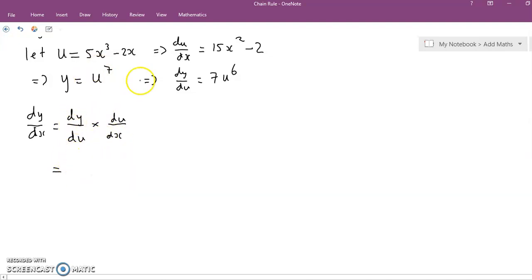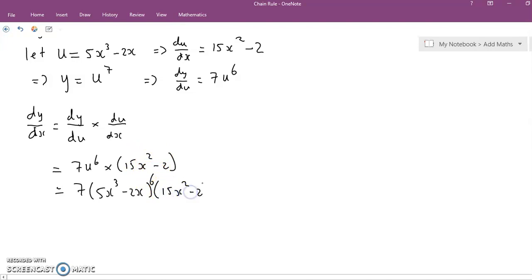So dy du is 7u to the power of 6 by du dx, which we have here, is 15x squared minus 2. Now, we did not start off with u in the question, so you need to replace u with what it is. Remember, u is 5x cubed minus 2x into this term here. Now remember, it must be to the power of 6, and inside here now is 15x squared minus 2.